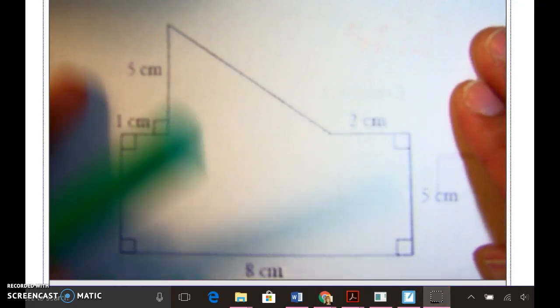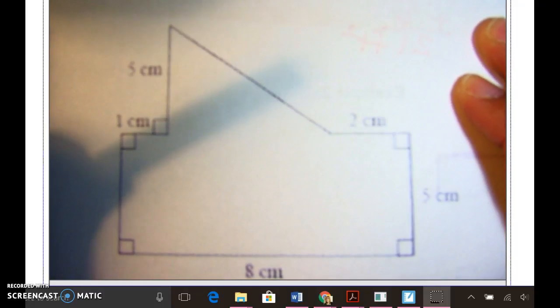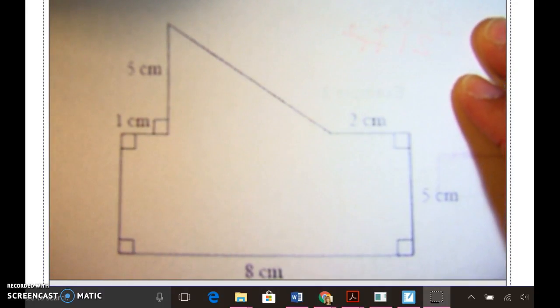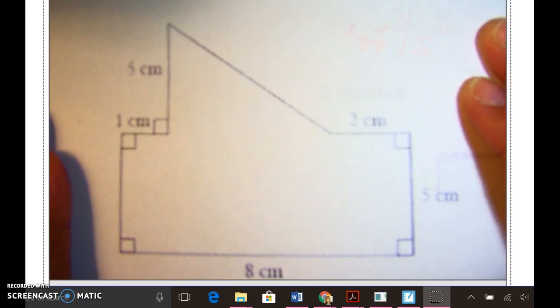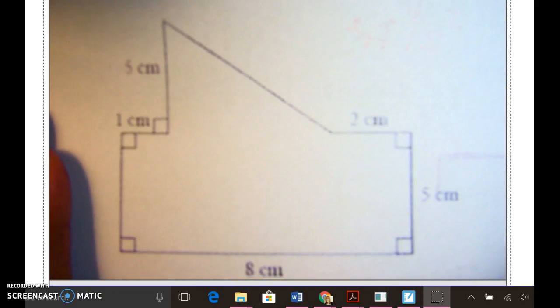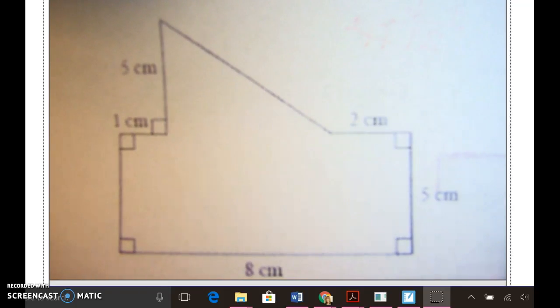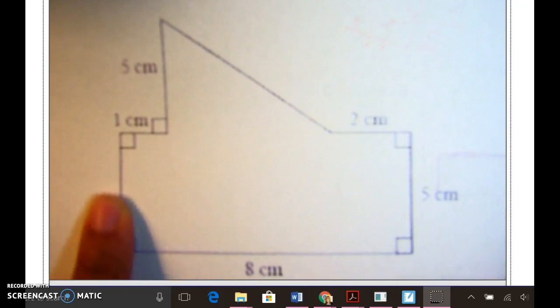Okay, now that you checked the last one, this is the last example you're going to do before you start to practice on your own. This one's pretty straightforward, actually, because it's kind of easy to see that there are 2 distinct shapes. There's a rectangle, and then there's a triangle.